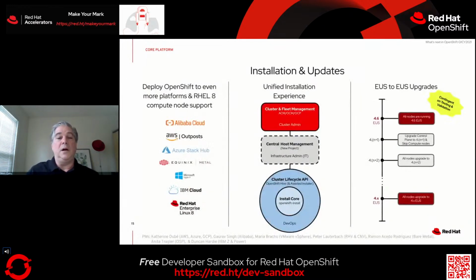There are 4 key takeaways to our installation and update feature. So the first one being, we're continuing to enable OpenShift deployments on even more platforms, including Alibaba, AWS Outposts, Azure Stack Hub, Equinix Metal, IBM Public Cloud, and Microsoft Hyper-V. We're also expanding our existing provider support to include more regions and cloud instances.